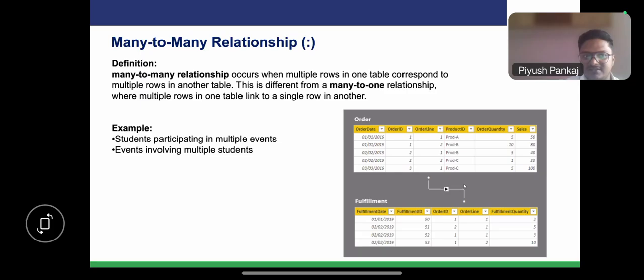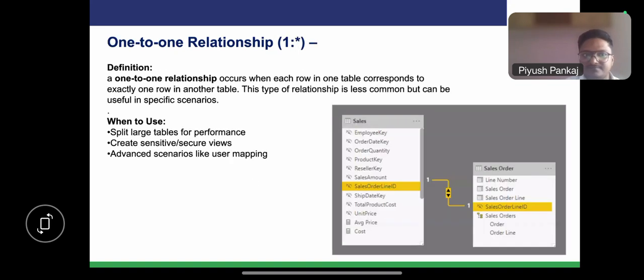Many to one relationship is where multiple rows in one table link to a single row in another. Fine. So for example, we have a student participating in multiple events, and events involving multiple students. That is again many to many.